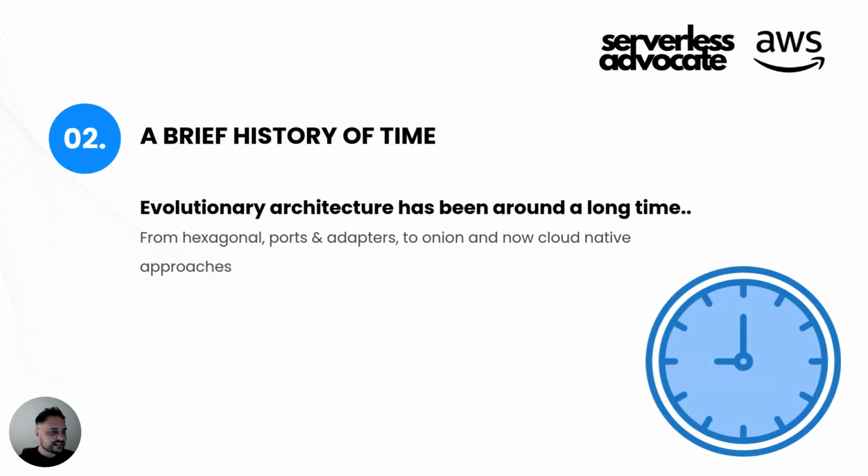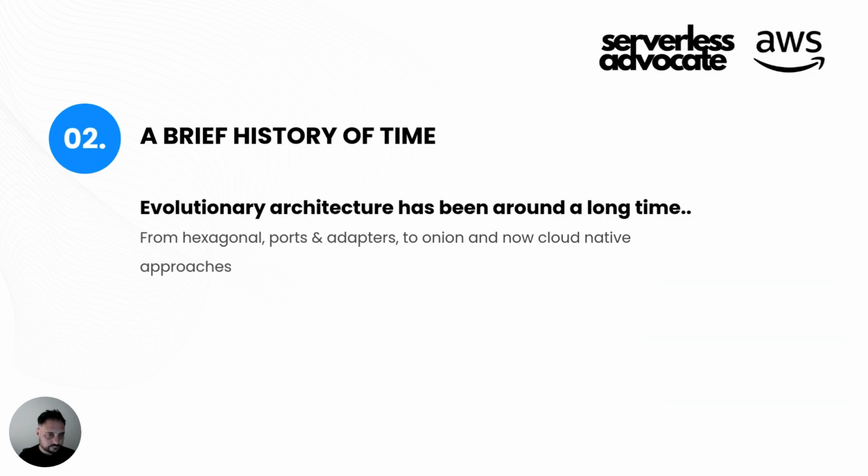Now, evolutionary architecture is not new. It's been around a long time. Everything from hexagonal architecture to more cloud-native approaches that we have today.